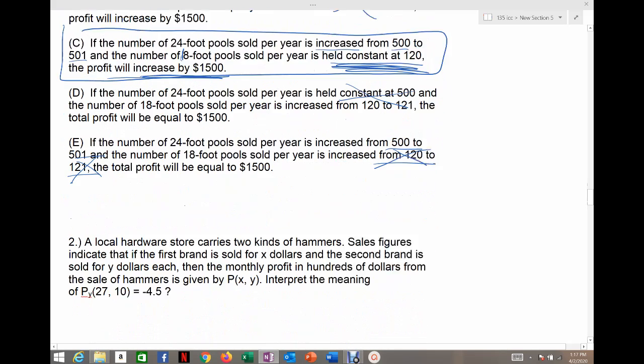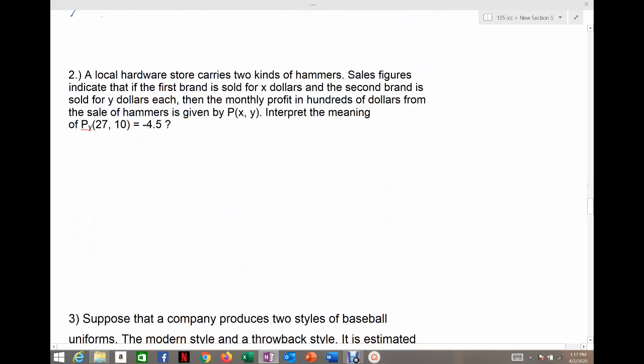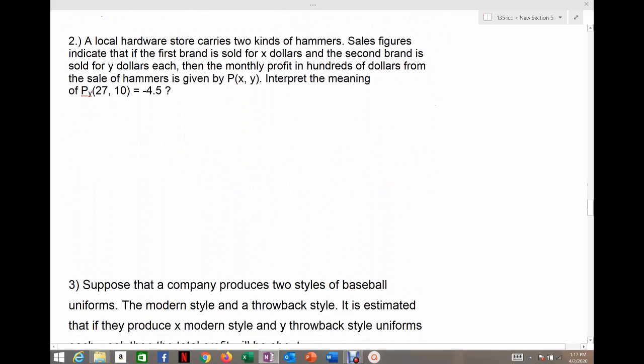So the next example, we're now going to practice writing one of those out. So example number 2, we have a hardware store.